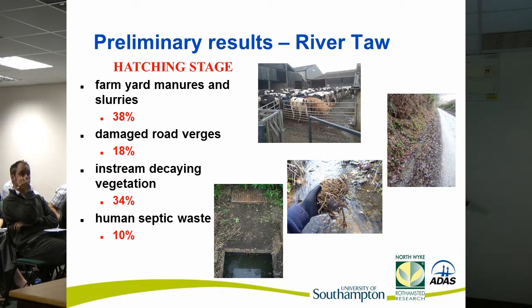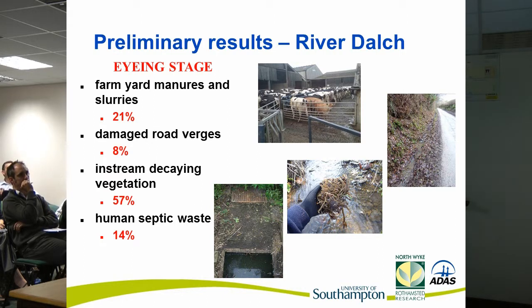If we move to another site, the River Dulch, again for the eyeing stage, so the baskets deployed December 2012 to February 2013 inclusive, the manures and slurries 21%, road verges low at 8%, in-stream decaying vegetation 57%, human septic waste again definitely contributing about 14%. And the corresponding data for the hatching stage: manures and slurries 38%, the road verges 7%, decaying macrophytes 47%, and human septic waste down there at 8%.